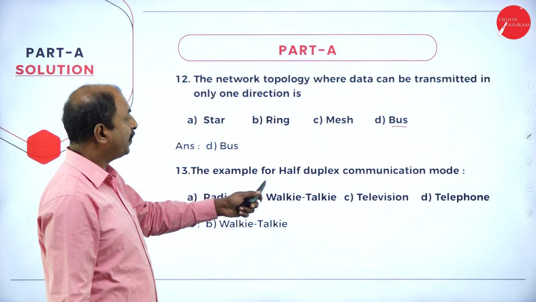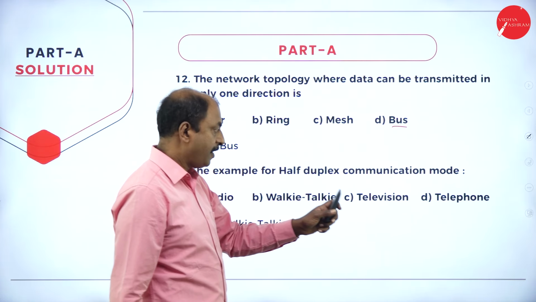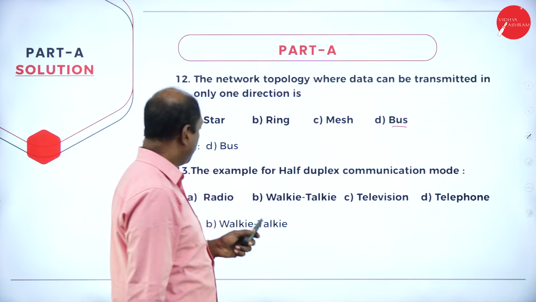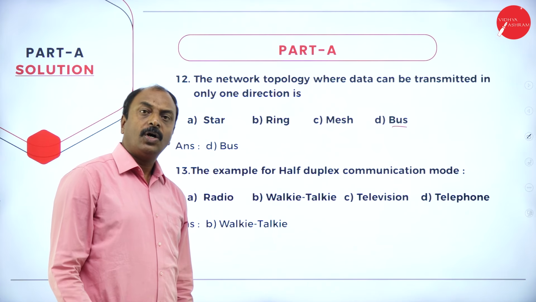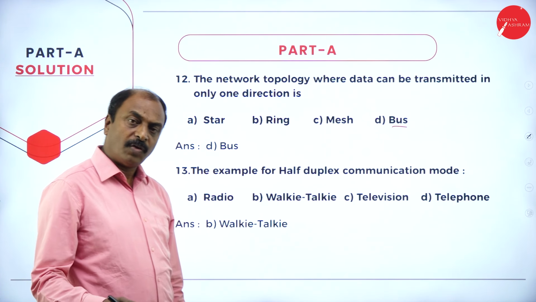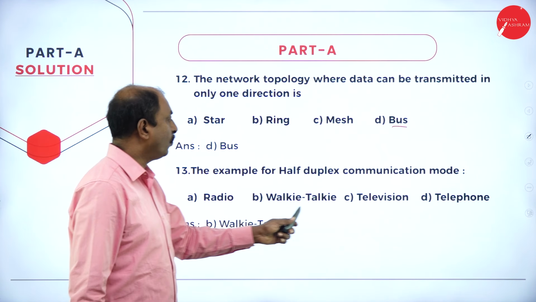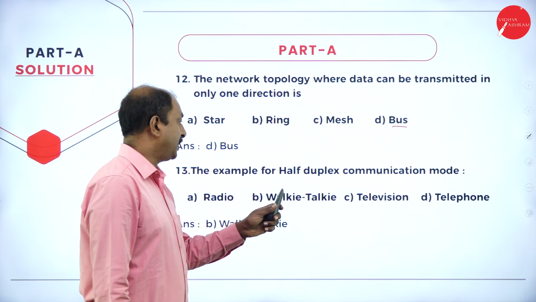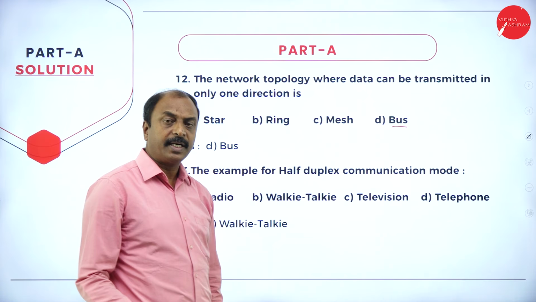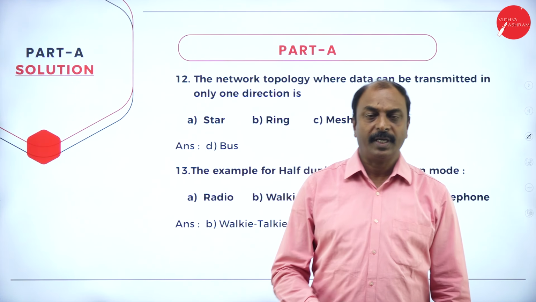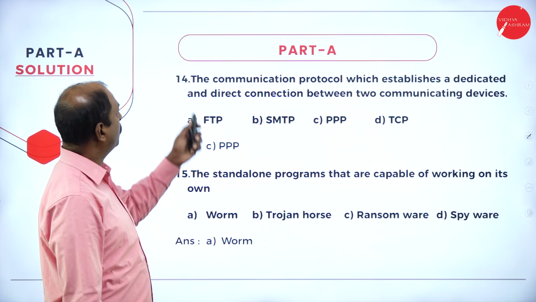13th one, the example for half duplex communication mode is radio, walkie-talkie, television, and telephone. Here we have learned in our theory classes different modes of communication. One is simplex mode of communication, half duplex, and full duplex. And here for half duplex, example is walkie-talkie. So walkie-talkie is an example for half duplex communication where communication can take place only in one direction at a time. That is walkie-talkie.